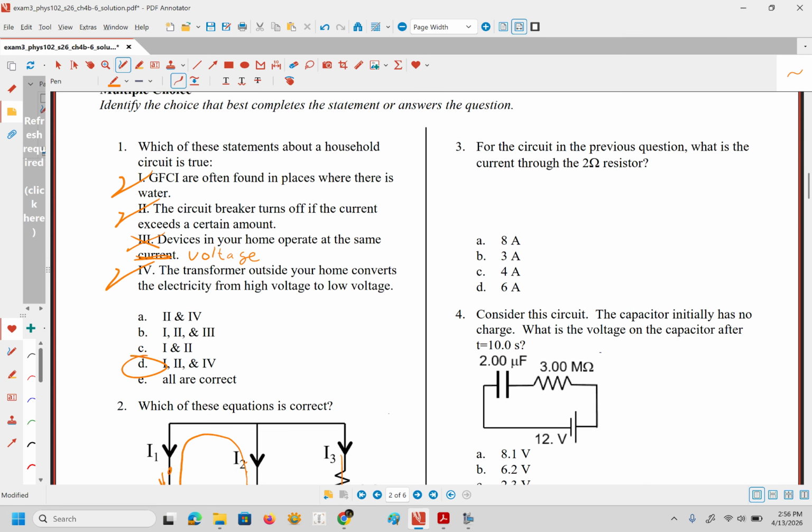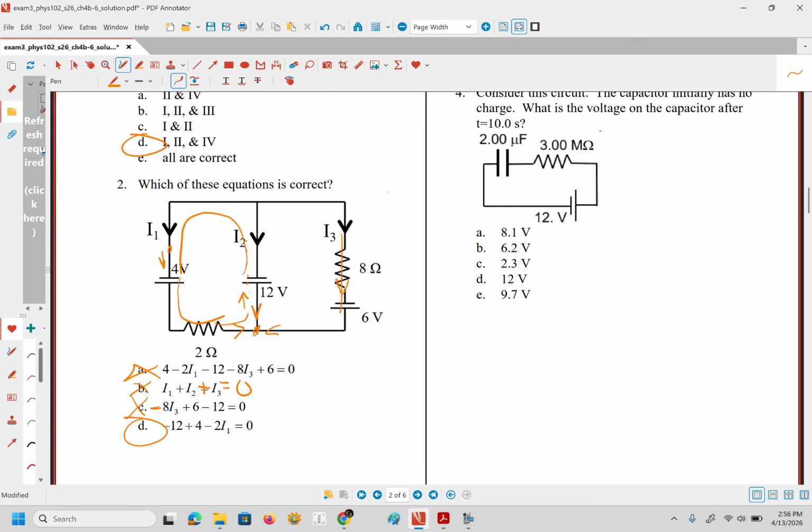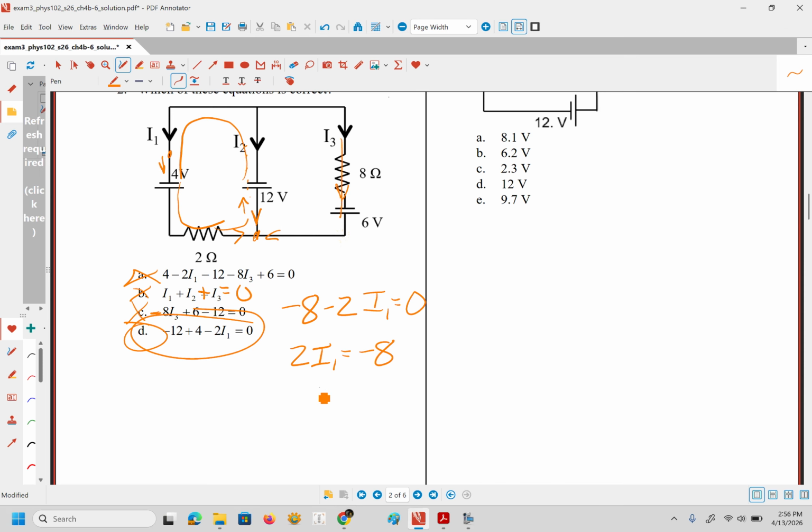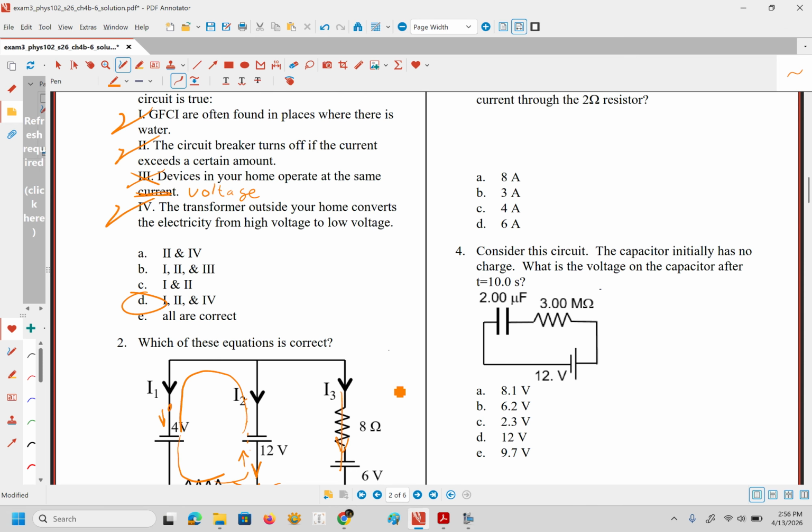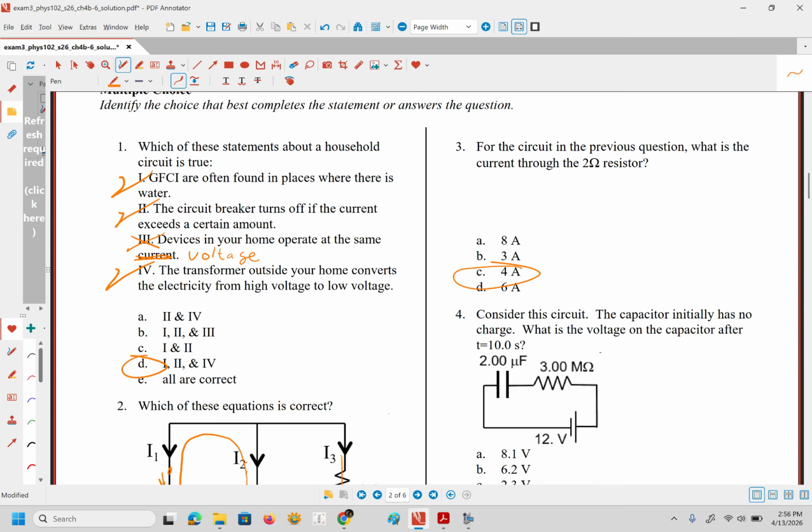What is the current through the 2 ohm resistor? The current through the 2 ohm resistor is I1. So look, that's easy. I can just solve this equation. So it's negative 8 minus 2I1 is equal to 0. So 2I1 equals negative 8. I1 equals negative 4. I'm just looking for the magnitude though, so it's just that.